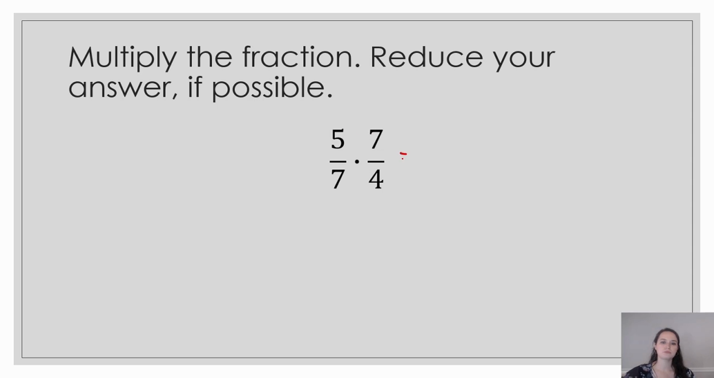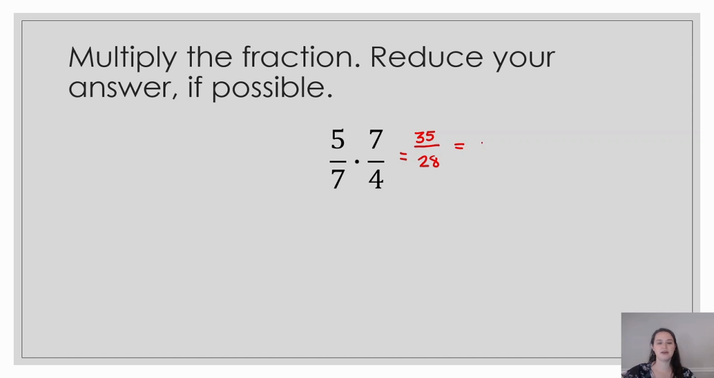Same thing. 5 times 7, numerators, 35. 7 times 4, your denominators, 28. So 35 over 28. It's okay if your numerator is bigger than your denominator. Totally fine. It happens, as you see.